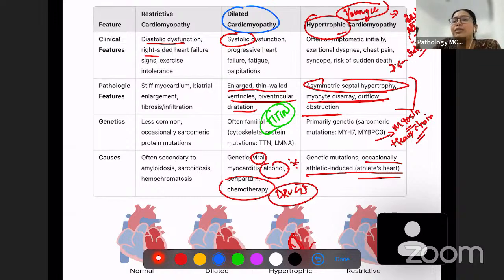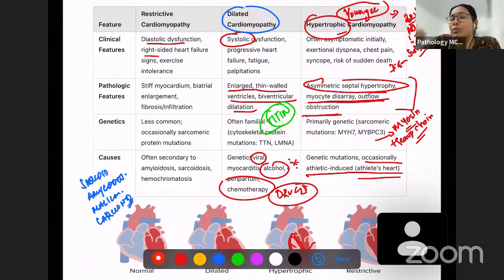Okay. Restrictive, as you know, something is restricting. Stiff myocardium. What could be the reason? You can have sarcoidosis, amyloidosis. You can have any malignancy, which is the reason. And carcinoid: carcinoid tumors are associated with fibrosis. So carcinoid and hemochromatosis are the common causes of restrictive cardiomyopathy.